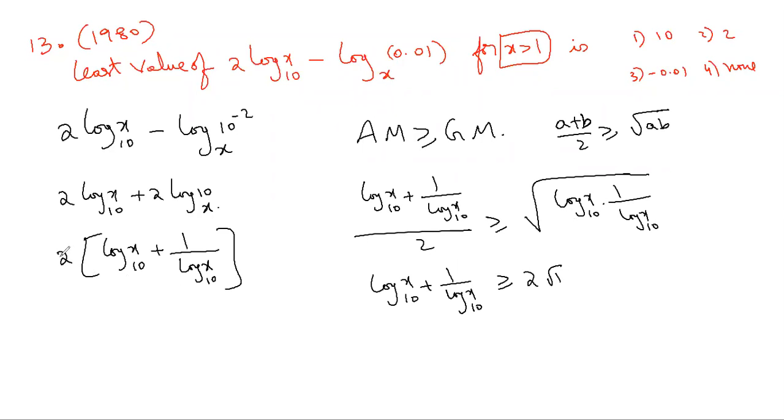But we want to investigate where 2 times of this lies. Multiply this with 2. Then 2 times (log x base 10 plus 1 by log x base 10) is greater than or equal to 4. So 4 is not there in any of the first 3 options, so none of these is the correct answer. The minimum value of this is 4. That's the answer.